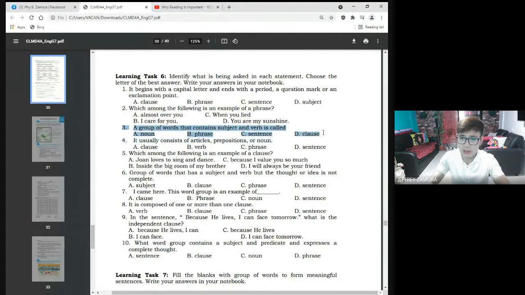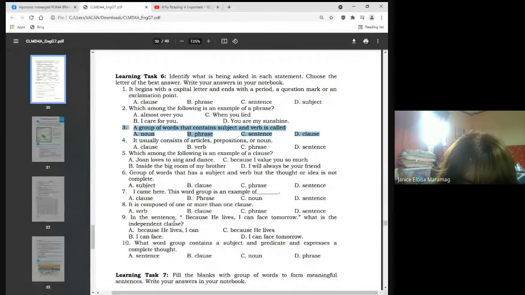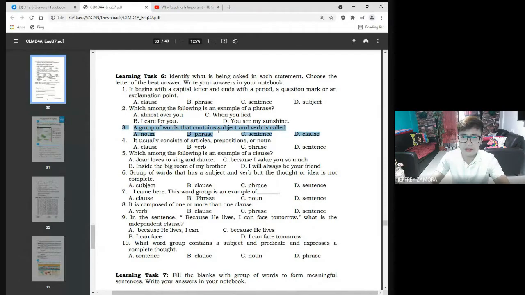Okay, what about number three? Number three, please. Janice, please. Number three: a group of words that contains a subject and a verb is called the clause. A group of words that contains a subject and a verb. So if there is a subject and a verb, that is considered a sentence. That is letter C. Clear?